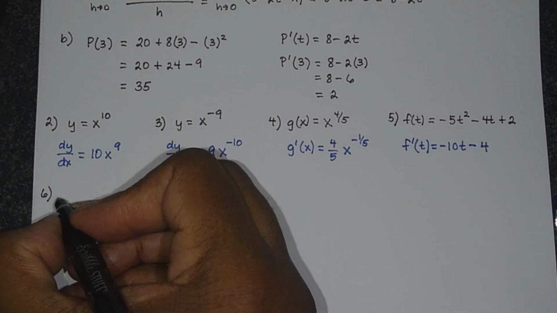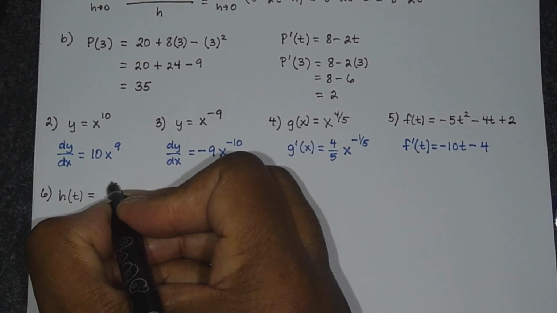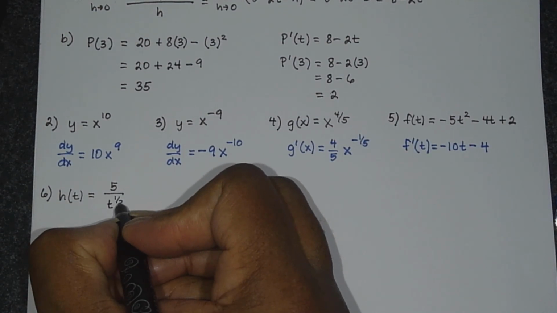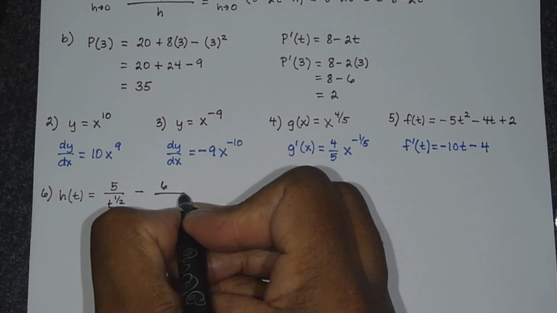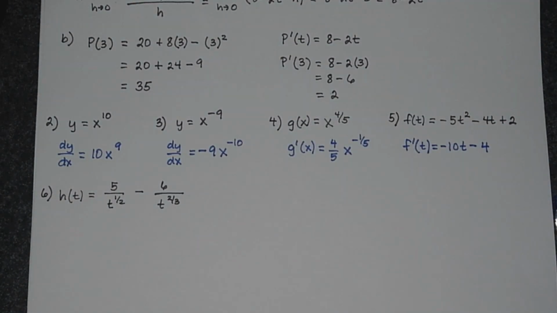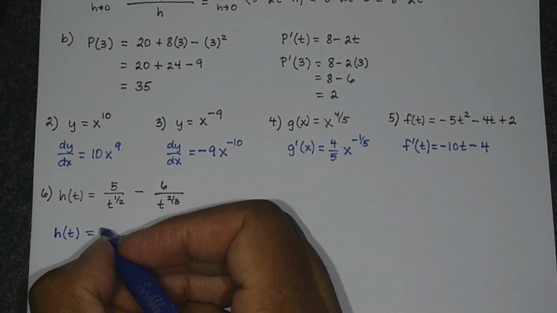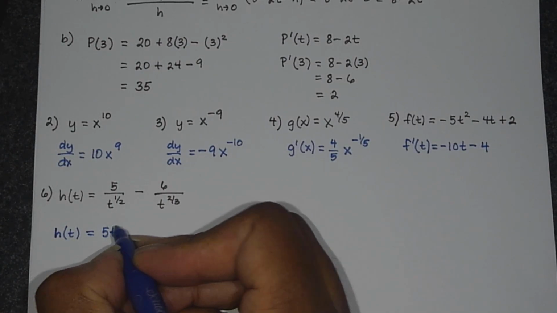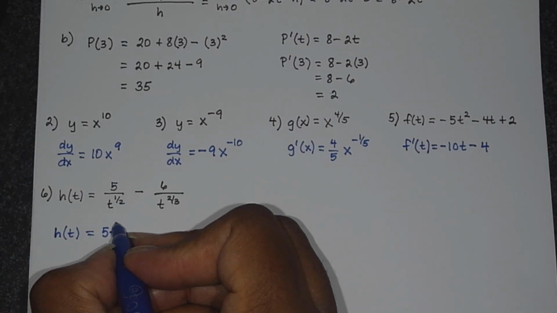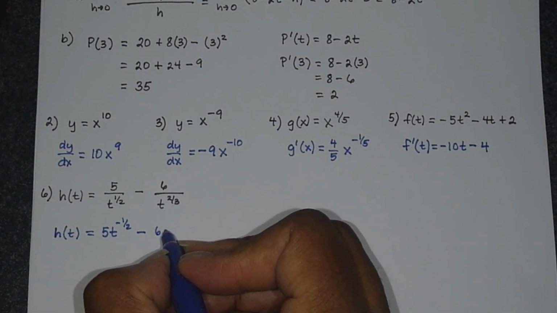All right, number 6, we got h of t is equal to 5 over t to the 1/2 minus 6 over t to the 2/3. And I want to find its derivative. I'm going to rewrite this as 5t to what power? It's in the denominator. It'd be negative 1/2. Then minus 6, and then that t to the 2/3 in the denominator.